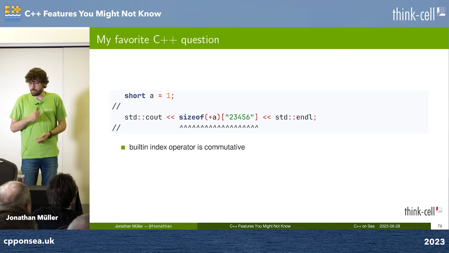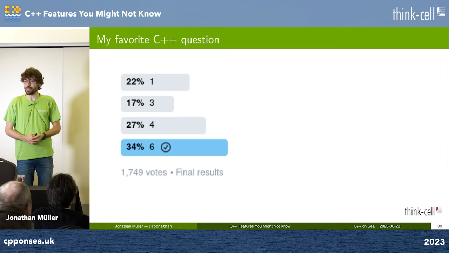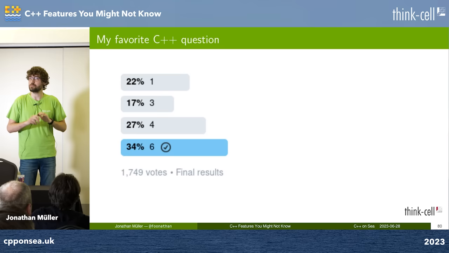So the built-in index operator is commutative, so I can write 4, 2, 3, 4, 5, 6. That's the same thing as 2, 3, 4, 5, 6, 4, which is 6, so we print 6. And Twitter did a good job, print 6, good job. Just to not rely on Twitter too much, let's actually compile it and see what the result is, and the result is 1.